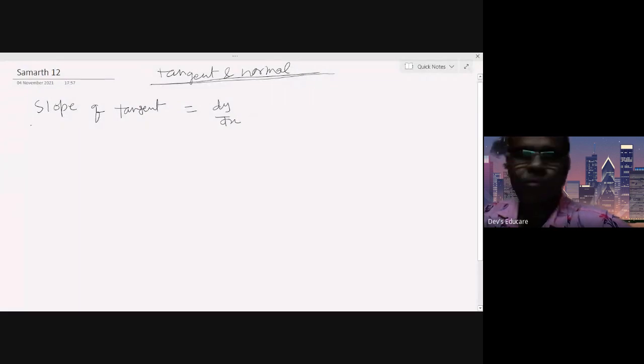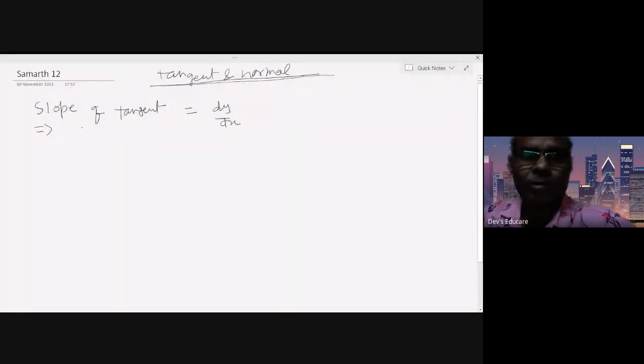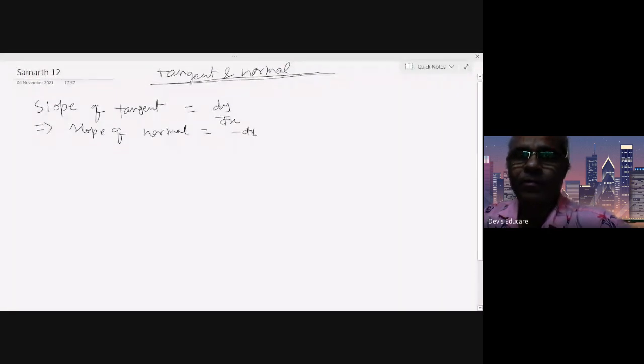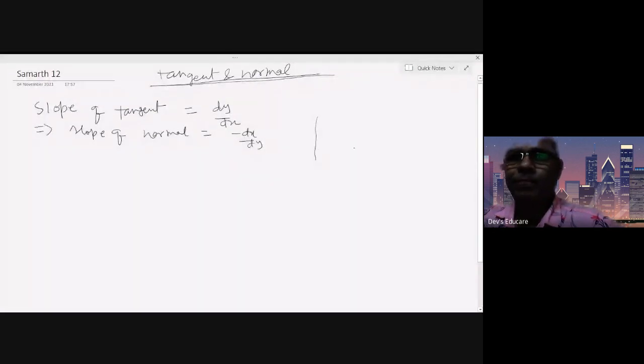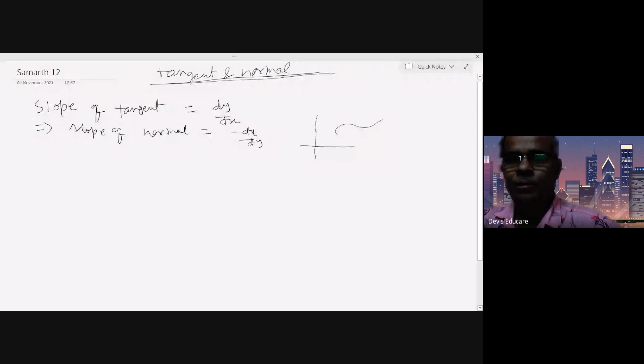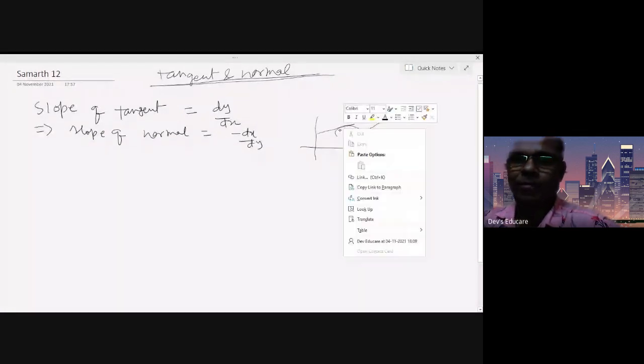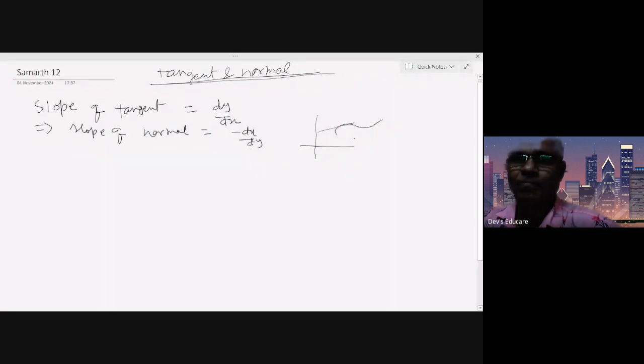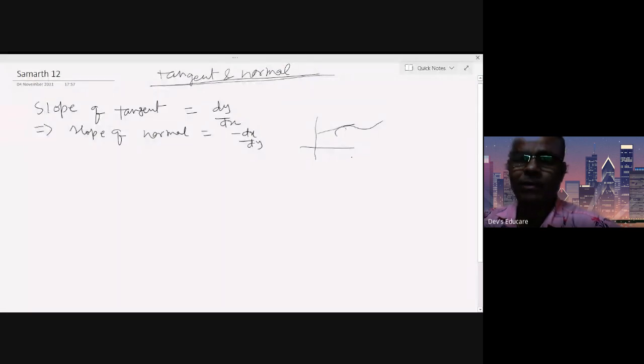Therefore, the slope of normal will be minus dx upon dy. Why is that? Because if we consider a curve, suppose this is the tangent at point x equals x1. At this point of contact, the normal will be the perpendicular line. Normal will be the line perpendicular to the tangent at the point of contact.